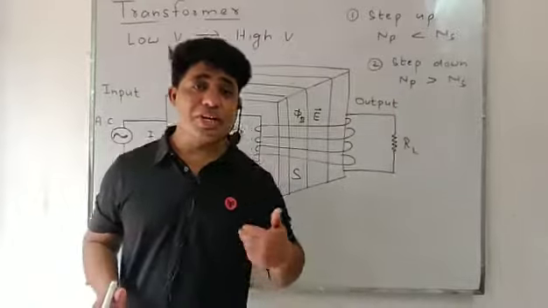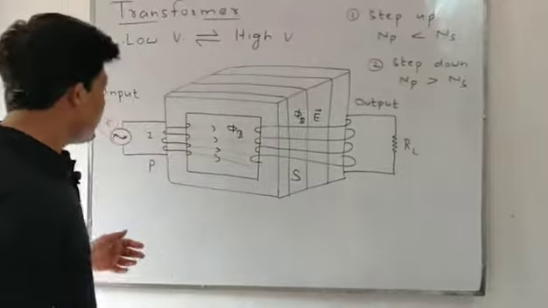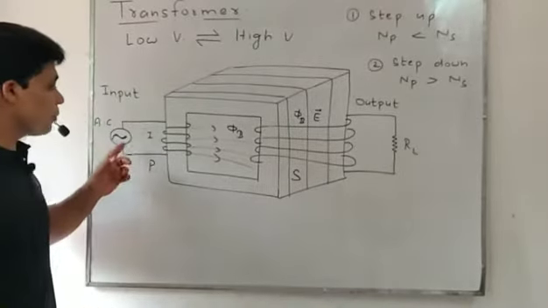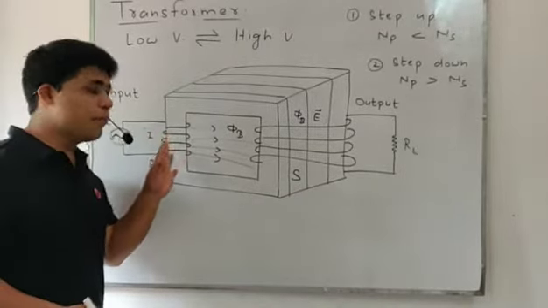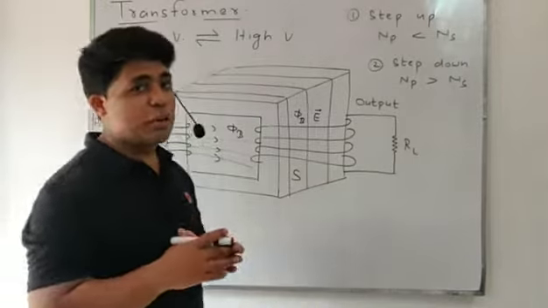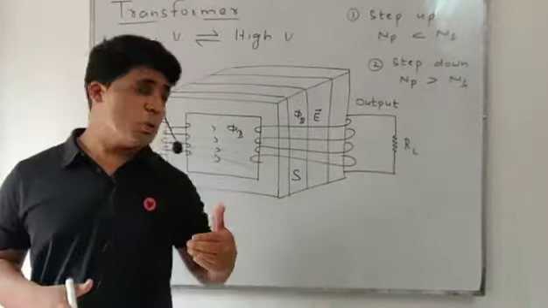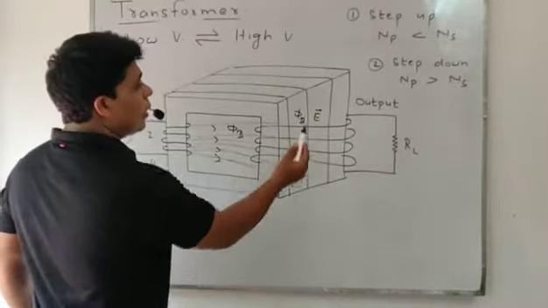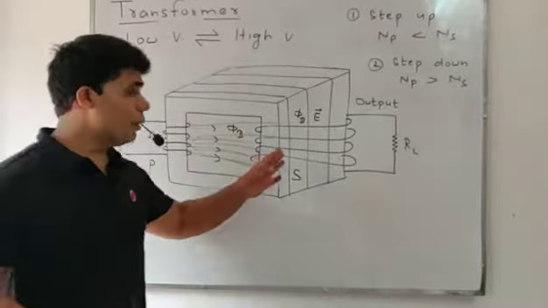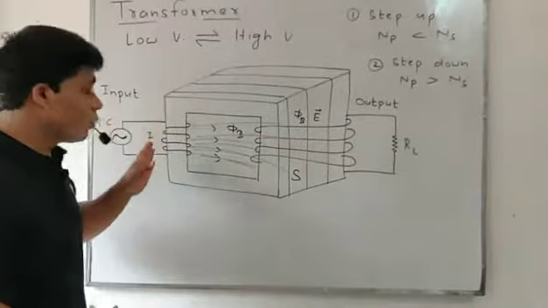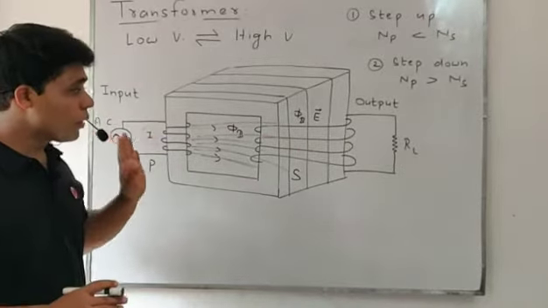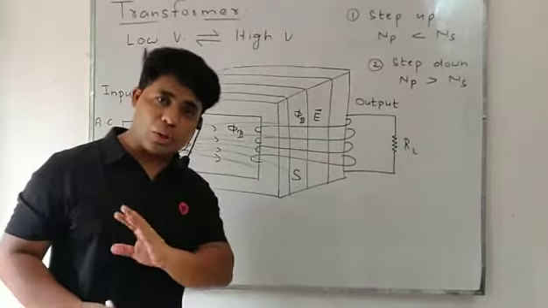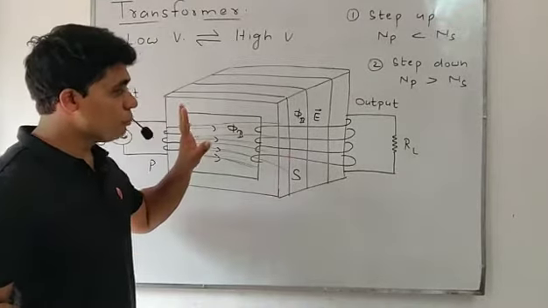Okay students, we'll start the working part. See students, as soon as we apply the AC source, it changes the current in the primary coil, and whenever we change the amount of current in the primary coil, it induces magnetic flux and EMF in the secondary coil placed very close to the first one. This is called mutual induction. On this principle it is based.